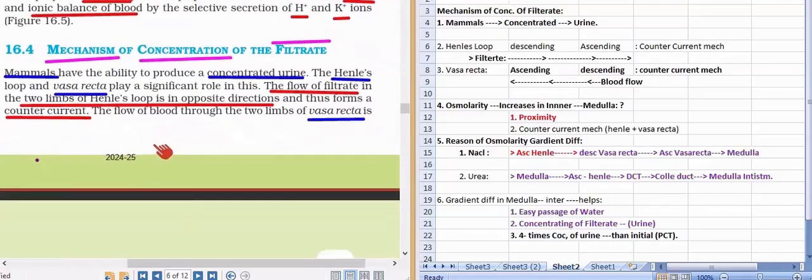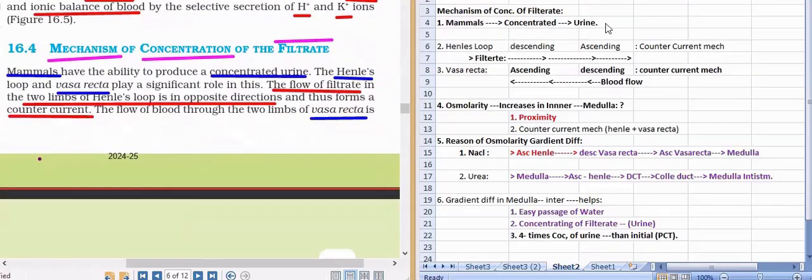So this topic is explaining the mechanism of concentration of the filtrate. One is that mammals have concentrated urine. Why? Because of the arrangement of Henle's loop and vasa recta. These two move in quite opposite directions: one will move the waste, one will move the blood. Next thing is they are in very near proximity. Their closeness is very near.